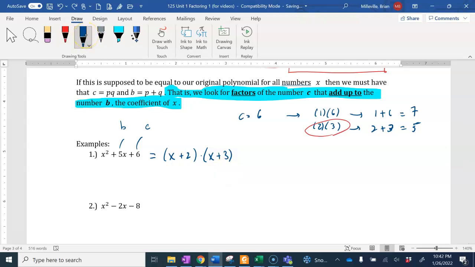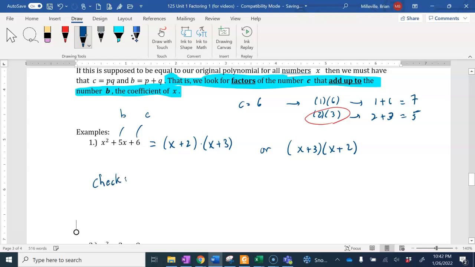Alright, we could also write this as x plus 3 times x plus 2. It doesn't matter the order you write your factors. Multiplication is commutative. Alright, so it does not matter in which order we write these down. Alright, I'm going to just move this down a little bit. I want to do a quick check here for this example.